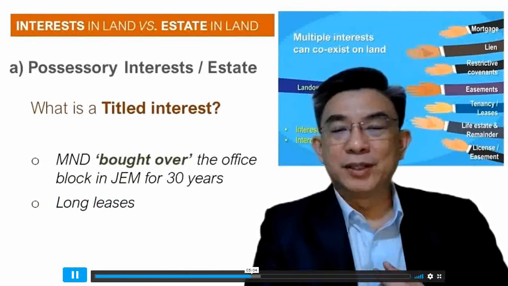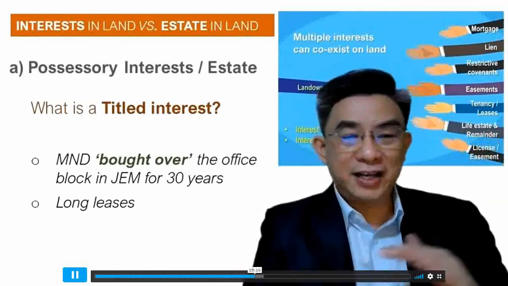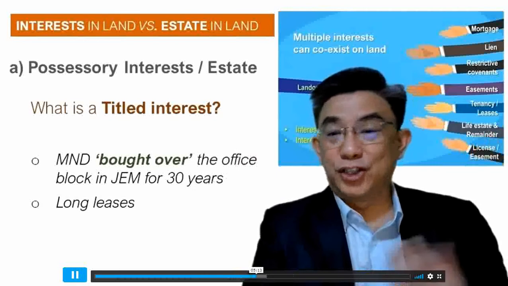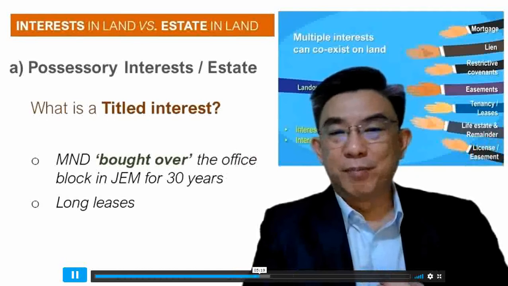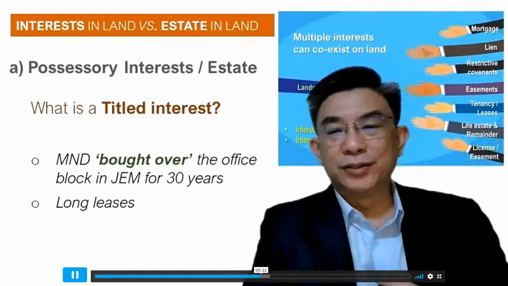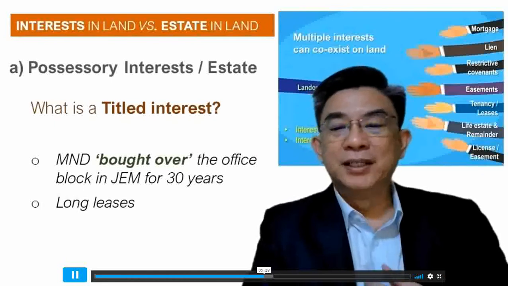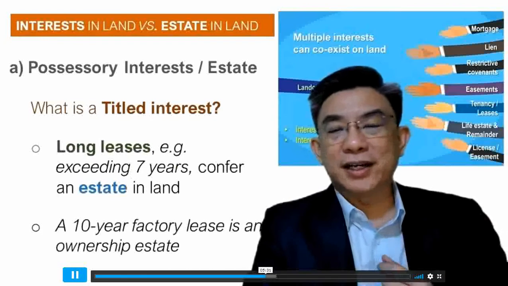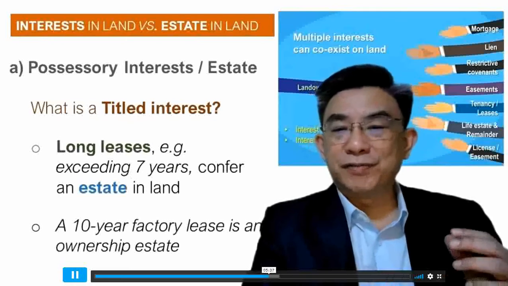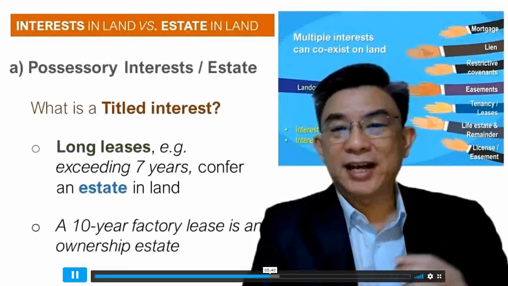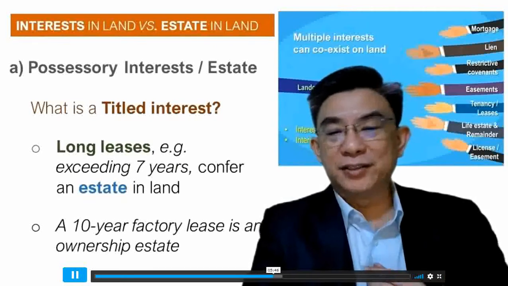Modern example. The Ministry of National Development actually bought over the entire office component of Jurong East Mall, JAM, for 30 years. So these kinds of long leases, you can also see in a modern commercial building, the MND in JAM being the later example. Now, long leases exceeding 7 years confer an estate in land, not just a right of possession, but an estate in land.